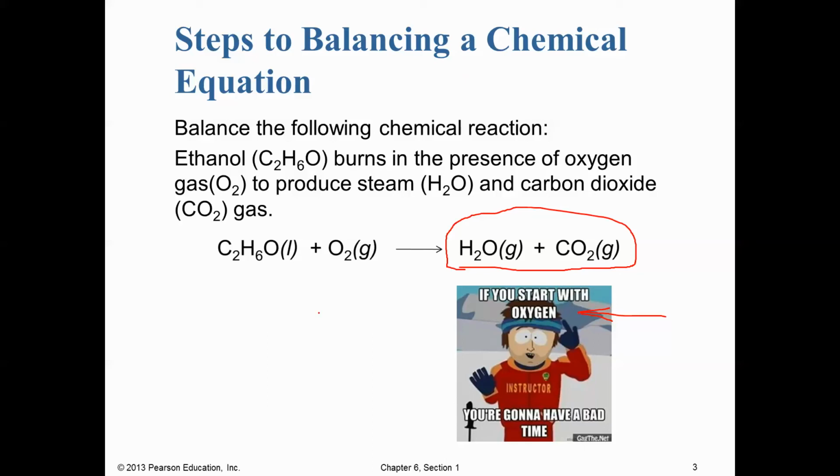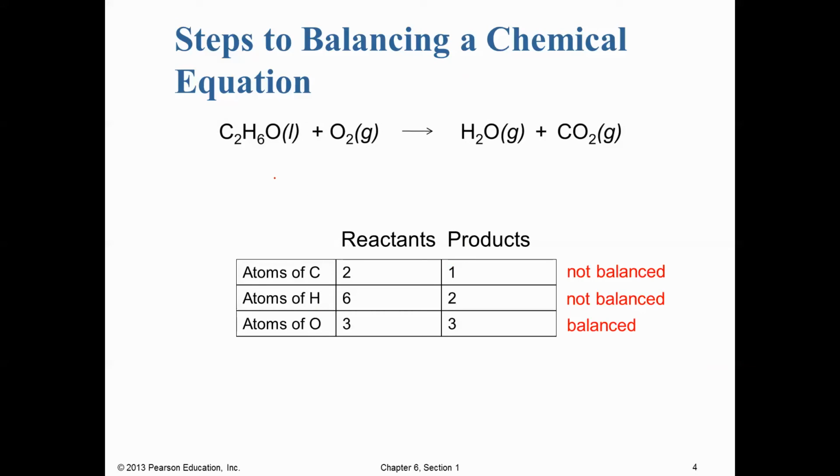And so what we have to do here is we have to go through and make these match. So we see here we have 2 carbons. And so we're going to need 2 carbons over here. So we're going to need a coefficient 2 right there. And then we have over here 6 hydrogens. So then we're going to need 3 H2O. So now we have 6 hydrogens on both sides.